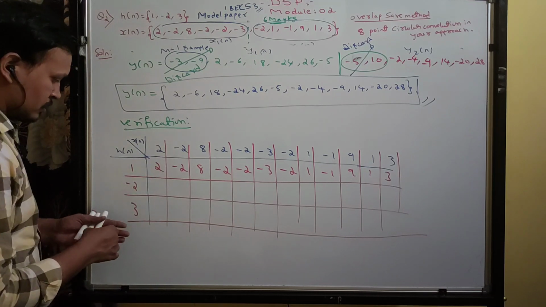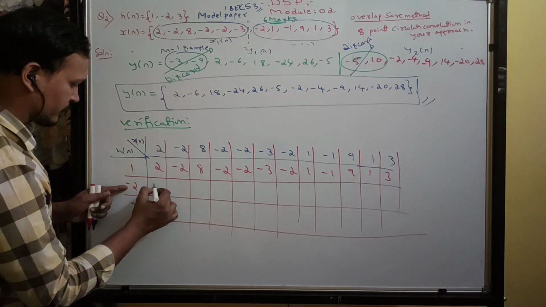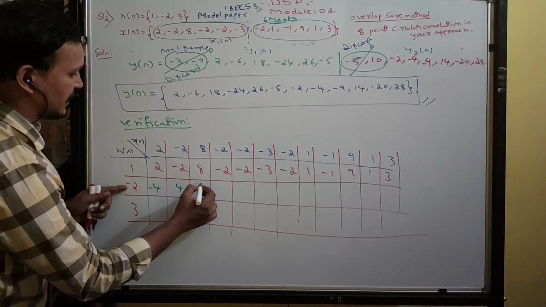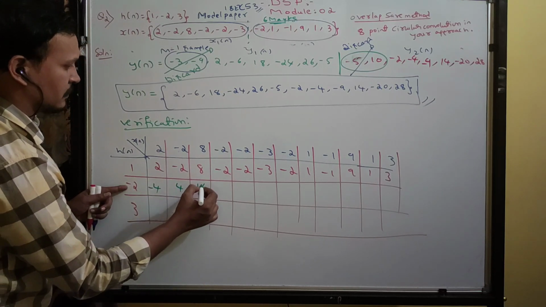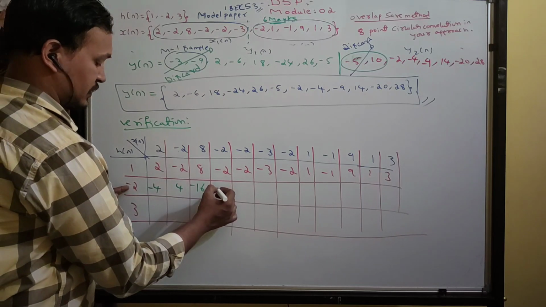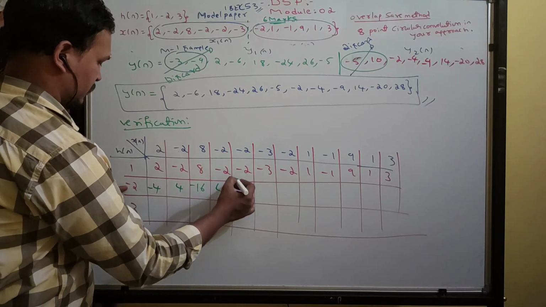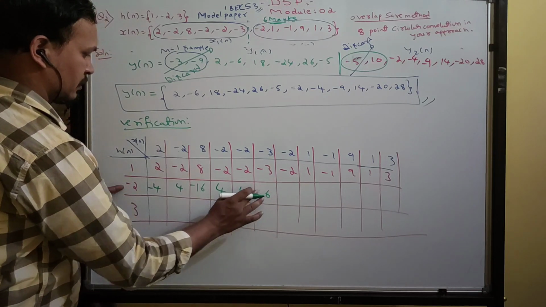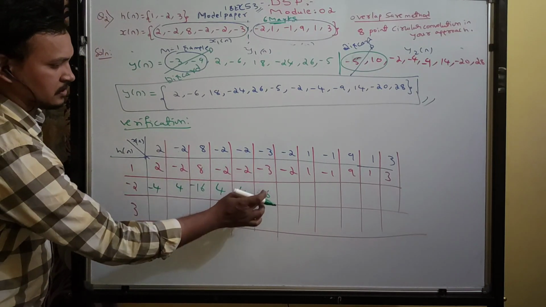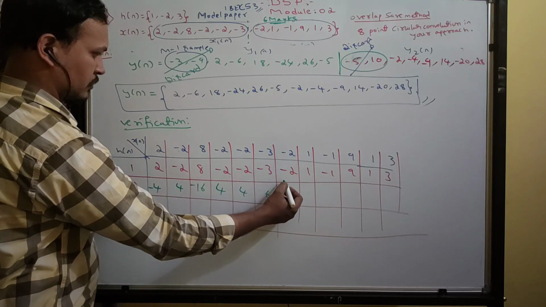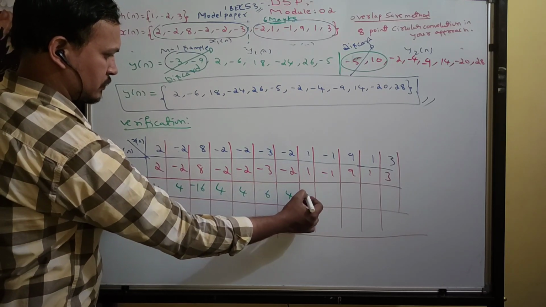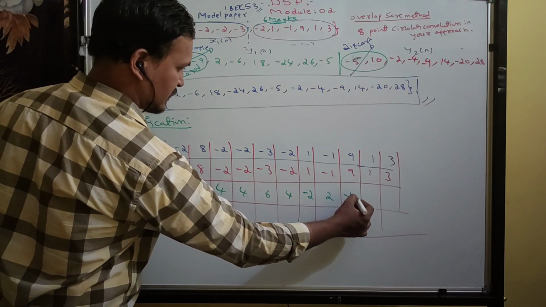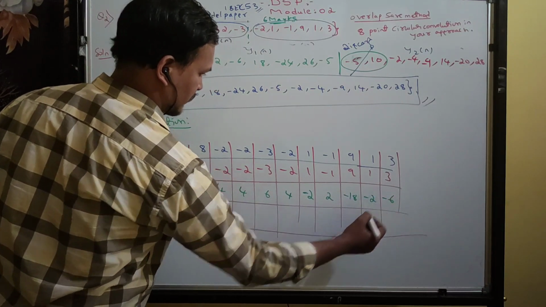Next multiply this. Minus 2 into 2, minus 4. Minus 2 into minus 2, plus 4. Minus 2 into 8, minus 16. Minus 2 into 2, minus 4. Minus 2 into minus 2, plus 4. Minus 2 into minus 2, plus 4. Minus 2 into minus 3, plus 6. Minus 2 into minus 2, 4. Minus 2 into 1, minus 2. Plus 2, minus 18, minus 2, minus 6.